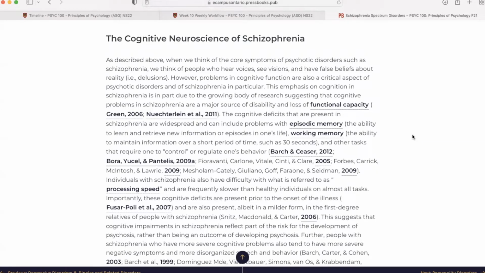The cognitive deficits that are present in schizophrenia are widespread and can include problems with episodic memory, working memory, and other tasks that require one to control or regulate one's behavior.